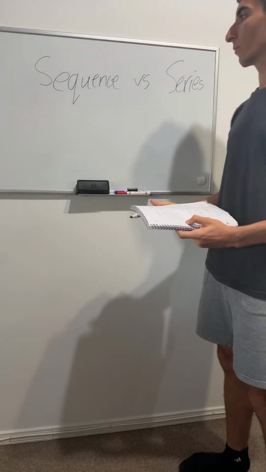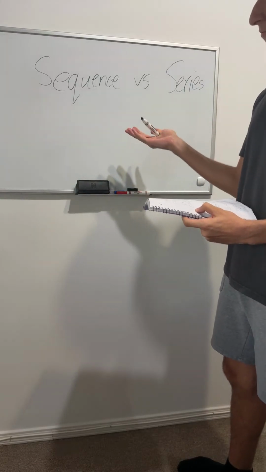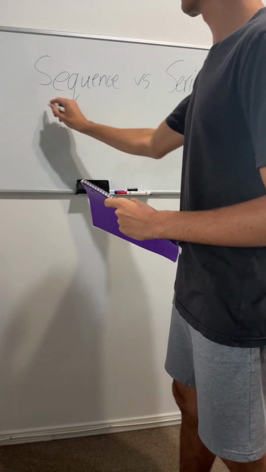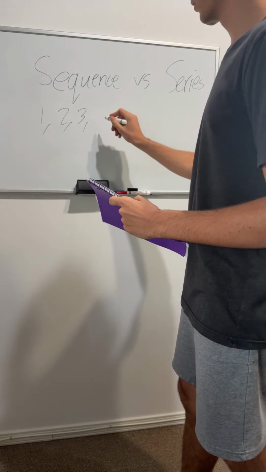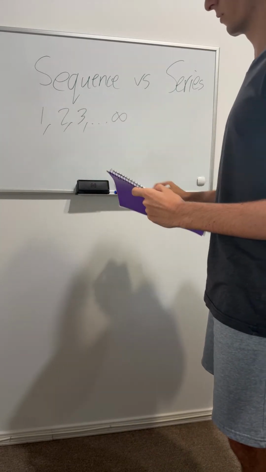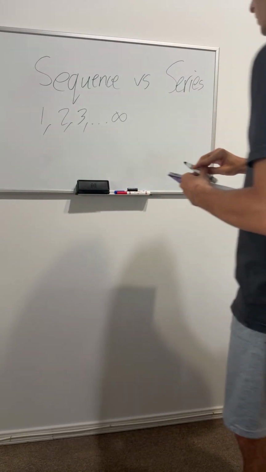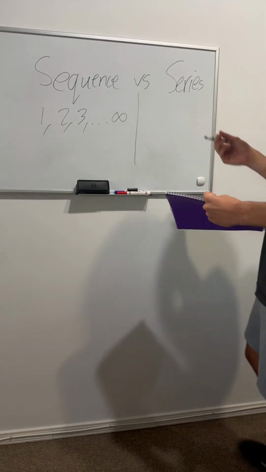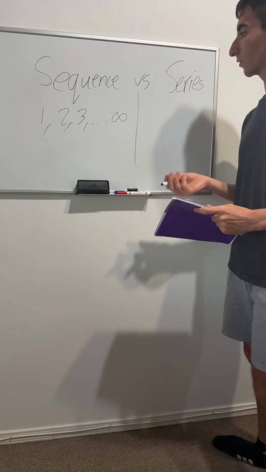Okay, basically, what is a sequence? Well, a sequence is just a list of numbers. So 1, 2, 3, all the way to say infinity. That's a sequence. And now, what's a series? Well, a series is the addition of numbers.